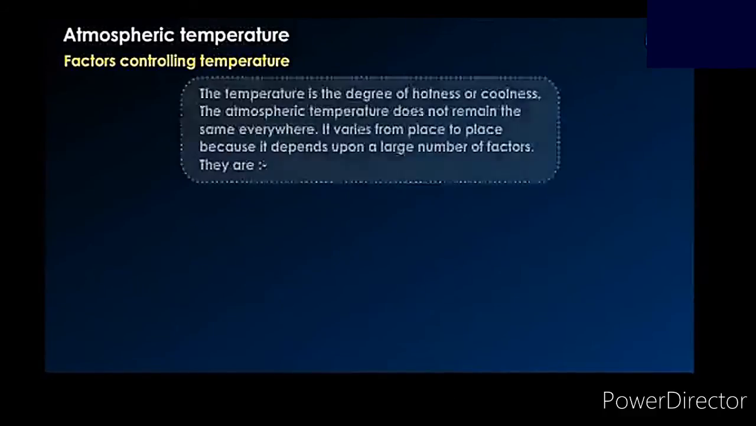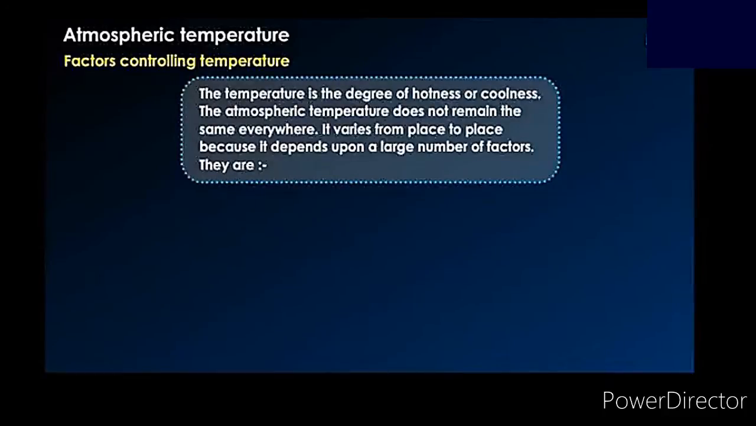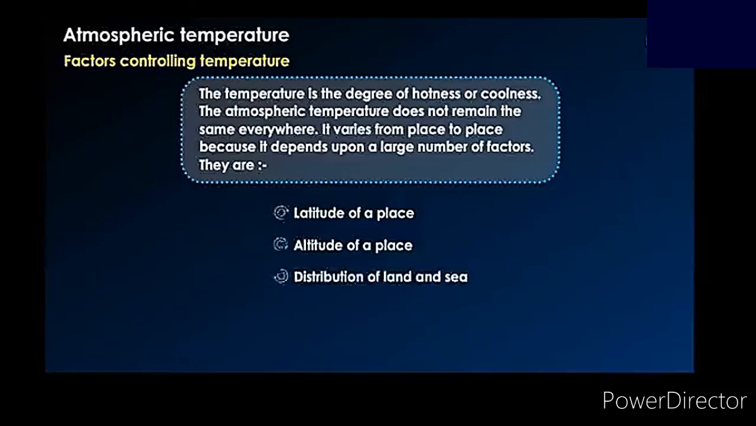Factors controlling temperature. Temperature is the degree of hotness or coldness. The atmospheric temperature does not remain the same everywhere. It varies from place to place because it depends upon a large number of factors. They are latitude of a place, altitude of a place, distribution of land and sea, ocean currents, and vegetation cover.